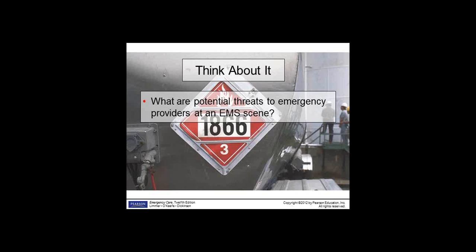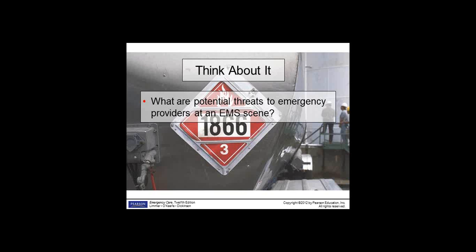So, some other things to think about. What are potential threats to emergency providers on an EMS scene? There are many, many, many things that could potentially put us in danger. If we look at the picture in the background here, it shows some sort of chemical in a tanker, actually it looks like probably a semi-trailer, a semi-tanker trailer, and it has a placard there. Eventually we're going to talk about how we determine exactly what we're dealing with here.